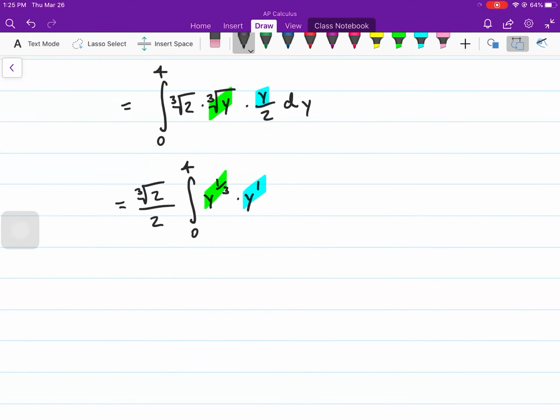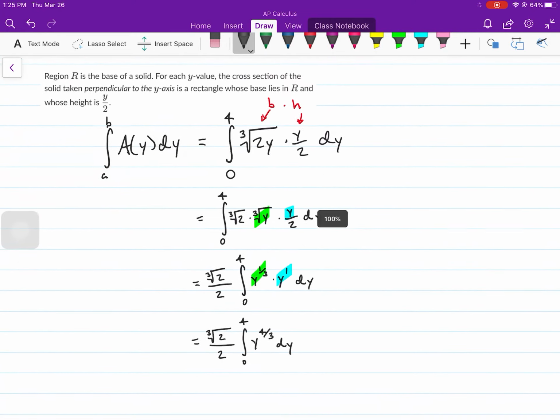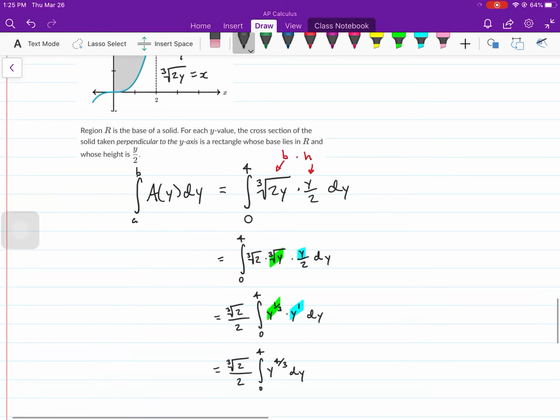And so we add those exponents. Forgot my dy. We add those exponents. Cube root of 2 over 2, integral from 0 to 4 of y to the 4/3 dy. And from there you can finish out the integral, but we don't need to. We're just supposed to set this one up.